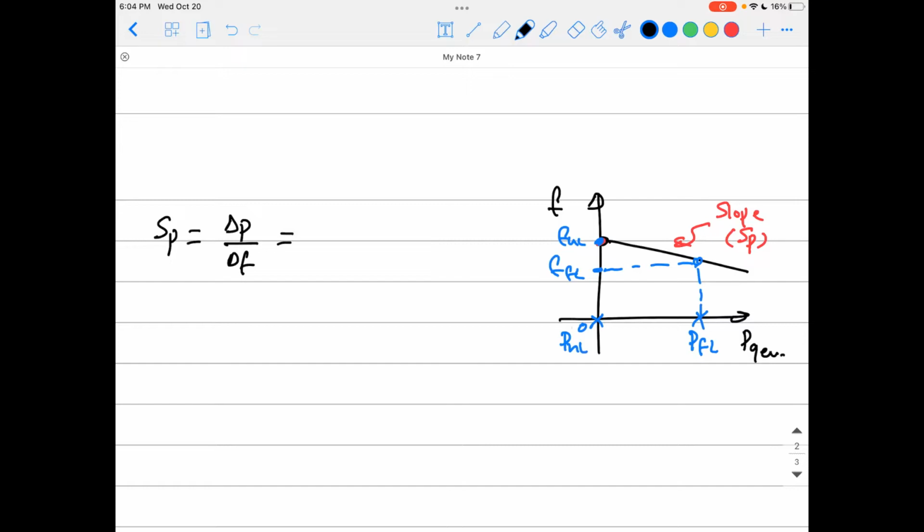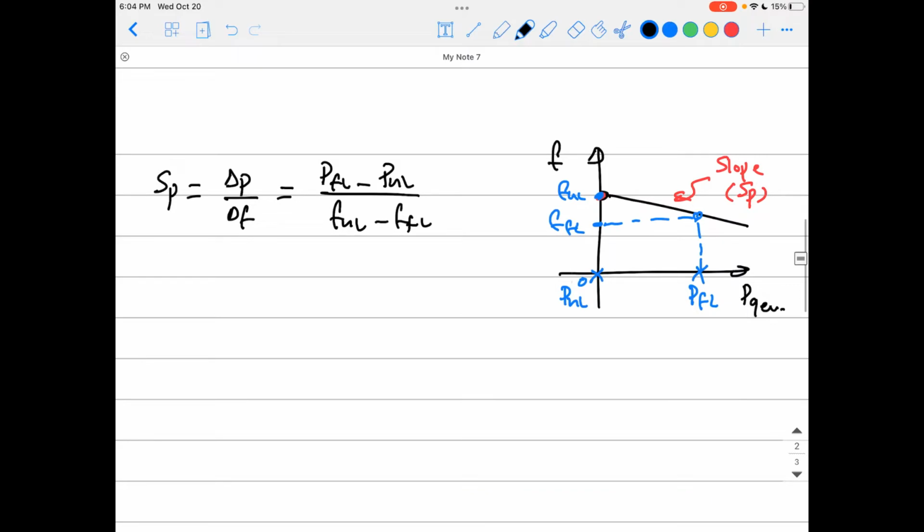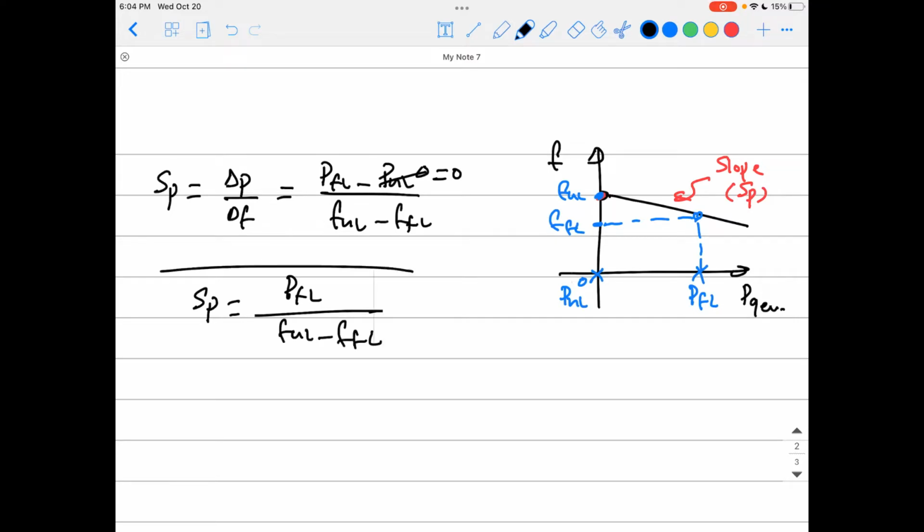Okay, so delta P is the P full load minus P no load, and delta F is F no load minus F full load, because F no load is higher. Anyway, we need just the magnitude of this slip, so it doesn't matter if it is positive or negative. The P no load is equal to 0. So that is the slope of this FP relationship: the P full load divided by F no load minus F full load. That's a good relationship, keep it in mind.